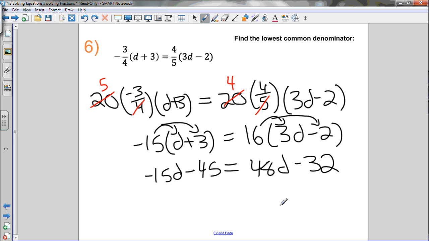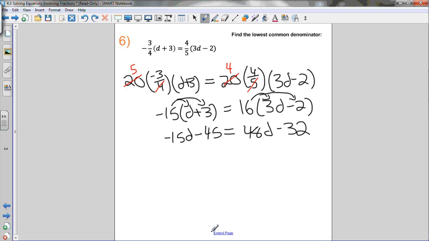Now we need to collect all our variable terms to one side of the equation and all our constant terms to the other side of the equation. What I'm going to do this time, I'm going to collect my d's to the right this time, just so we remember that we can collect our variable terms to either side of the equation. And if you notice, when I collect my d's to the right, I'll have a positive value of d already, which is nice.